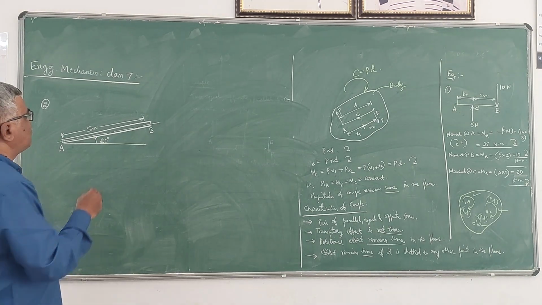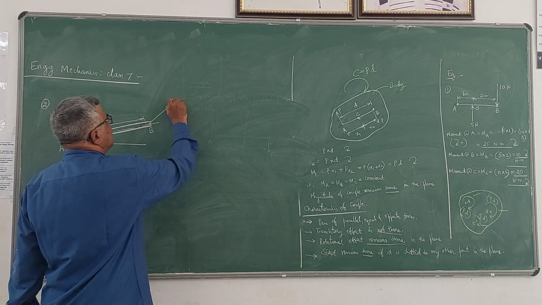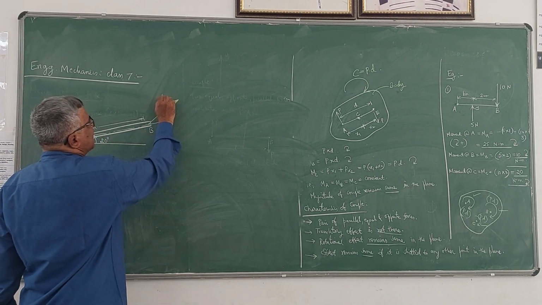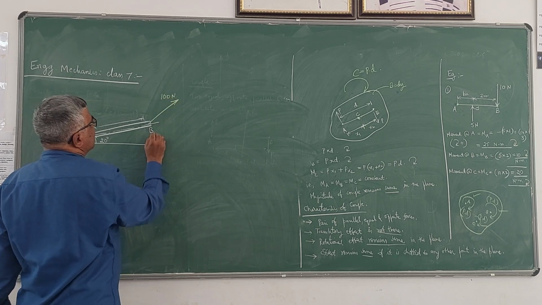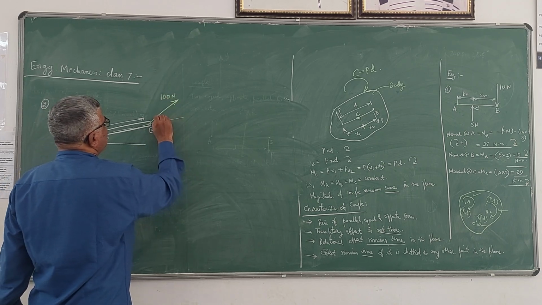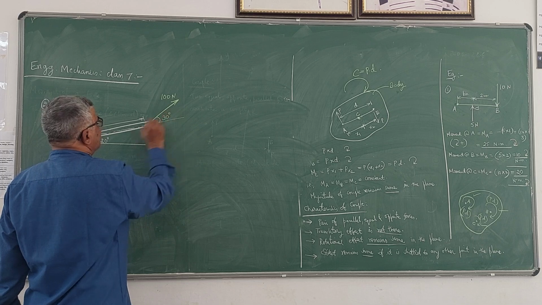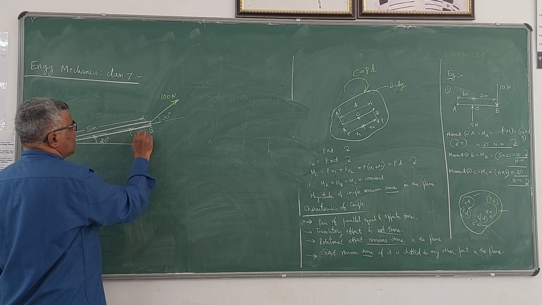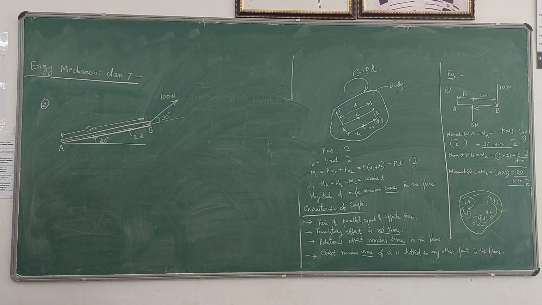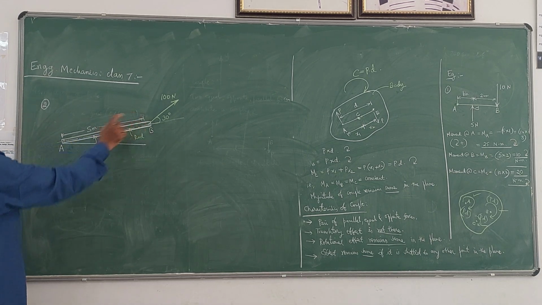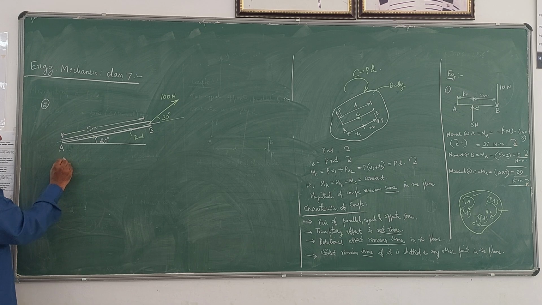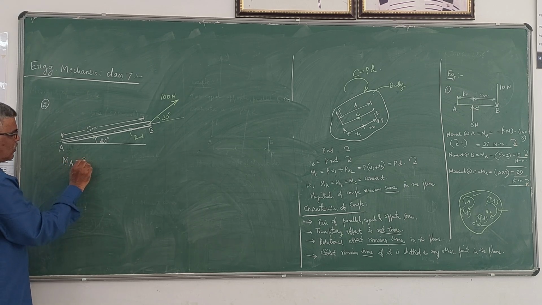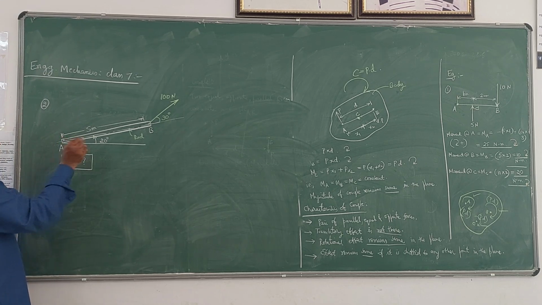Now I will take a force here at an angle. So for this force I will take 100 Newton, at an angle of 30 degrees with the axis of the rod. So this is the rod. 30 degrees with the axis of the rod. Now let us calculate the moment of this force about the point A. So MA. I need the value of moment of this force about the point A.